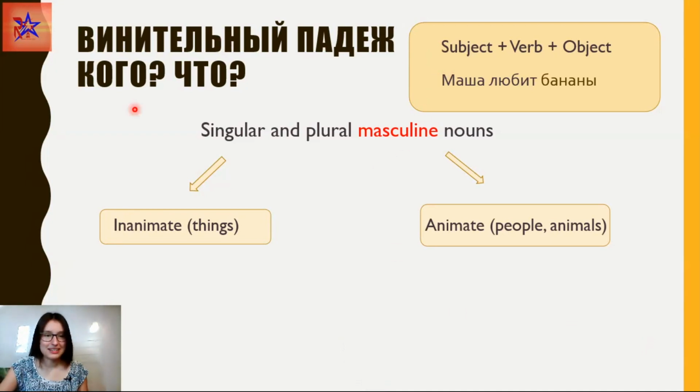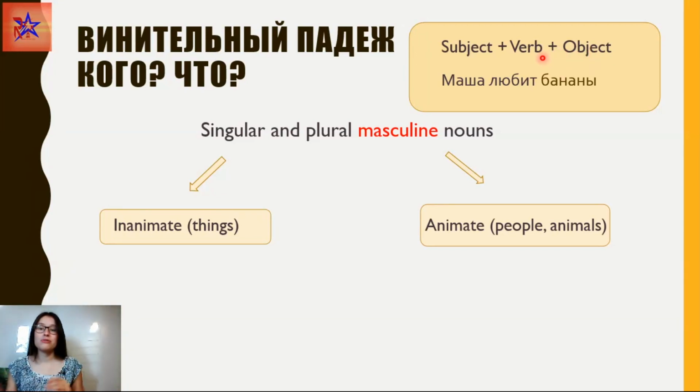So винительный падеж. That's the accusative case. I hope you remember that. And it answers the questions кого, что. And the accusative case is always used after a verb without a preposition, and it is a direct object.